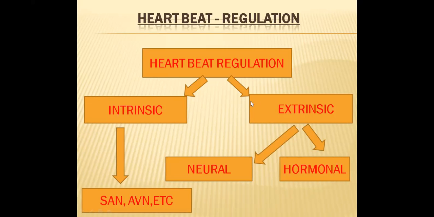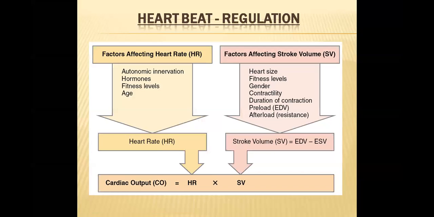But whenever there are abnormalities, then the extrinsic way of regulating heartbeat or heart rate comes into the picture. This extrinsic regulation of heartbeat or heart rate is of two types: one is neural regulation, another one is hormonal regulation. Let us see about these two types of regulation mechanisms. Before that, we have to know the meanings of cardiac output, heart rate and stroke volume.